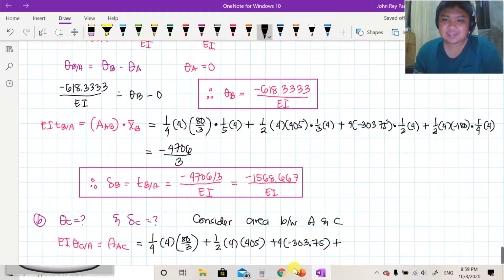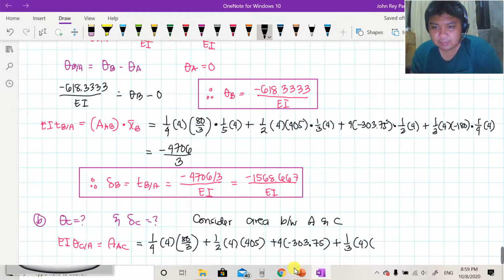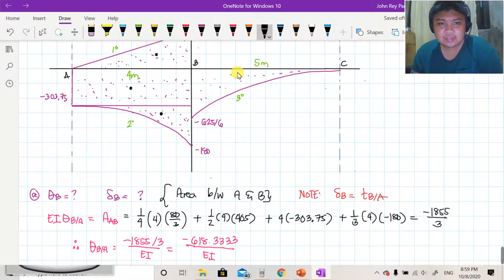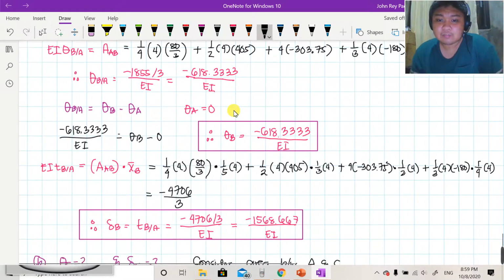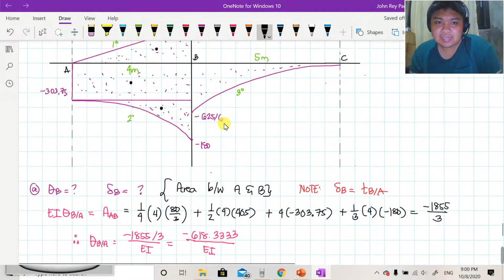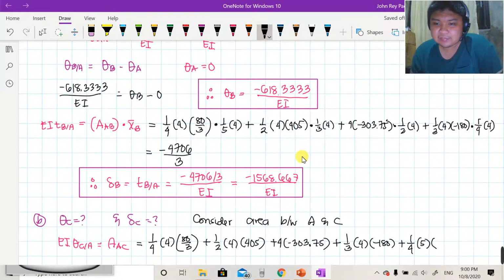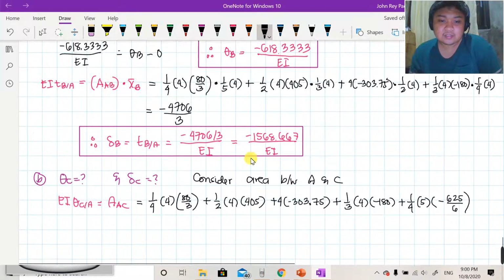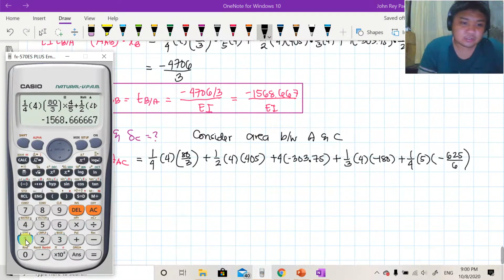Ang next na i-consider natin is yung spandrel of parabola, 1/3 of 4, tapos negative 180, no? So, I am referring to this one. So, lastly, ito class na another spandrel of a third degree curve. So, since third degree, dapat maging 1/4 siya, di ba? Kapag third degree. So, 1/4, ang kanyang base ay 5. At the same time, ang kanyang height ay negative 625 all over 6. Okay, so sige, subukan na natin siya class computein.